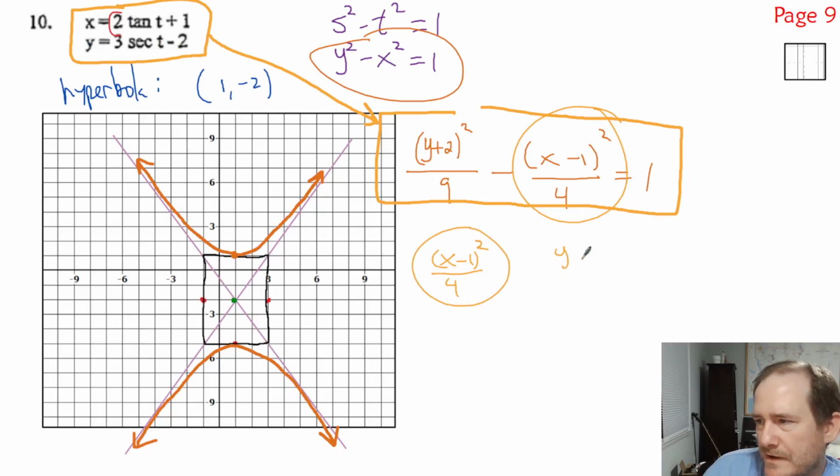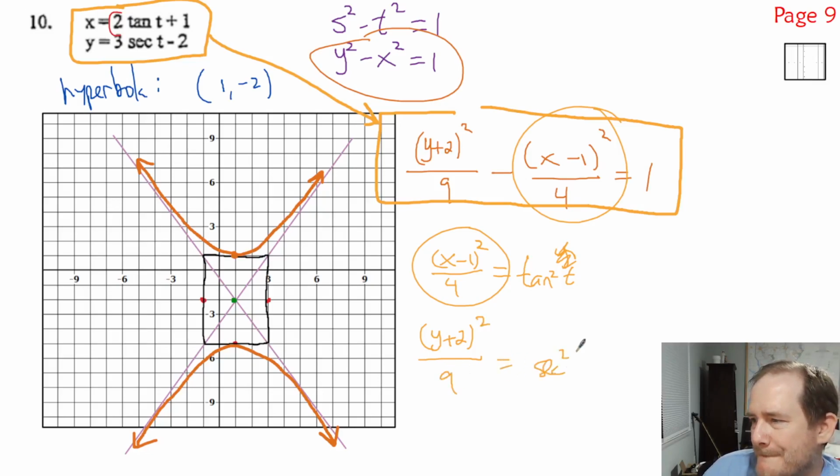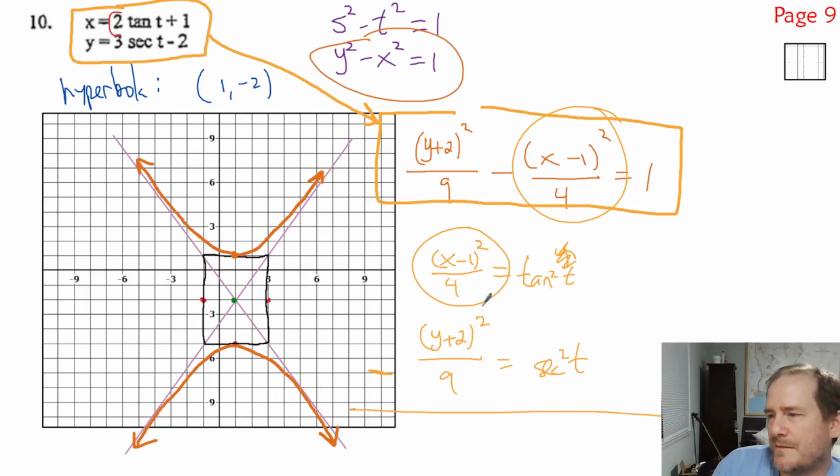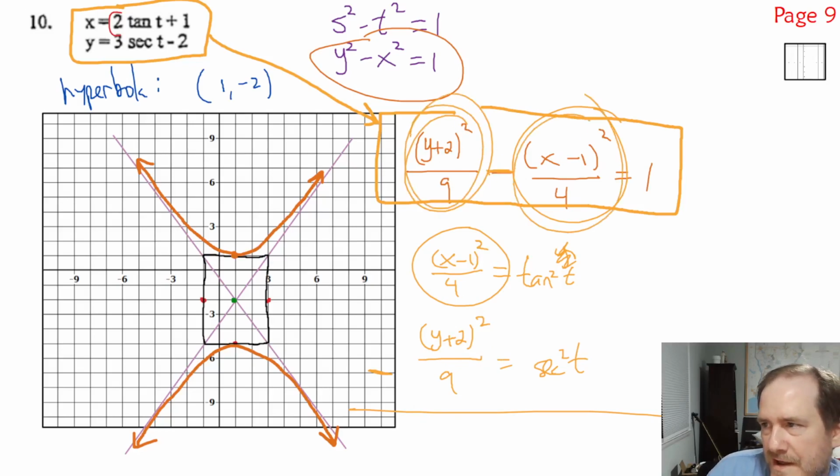This would equal tan squared, is what this would still look like at this point. Then in your y equation, you'd get a y that's plus 2. It would be over 3, but I'm going to square it, so that would give me a 9. And that would equal secant squared t. Then we're subtracting. But you're not doing top minus bottom. You're doing bottom minus top. That's why we get the y first, then minus the x, and it equals 1. And that's what gives us a hyperbola that opens up and down.